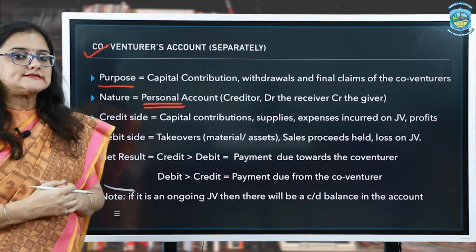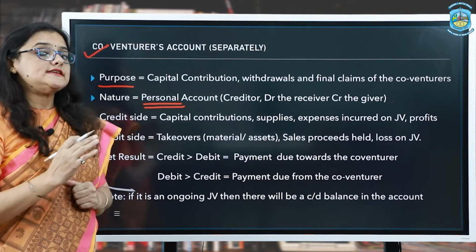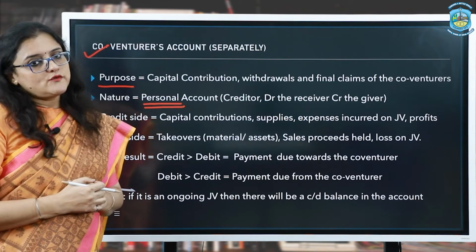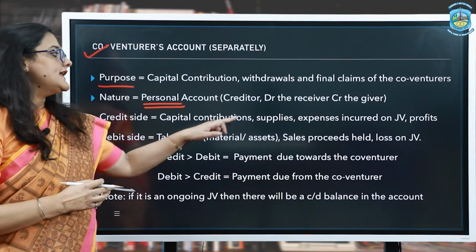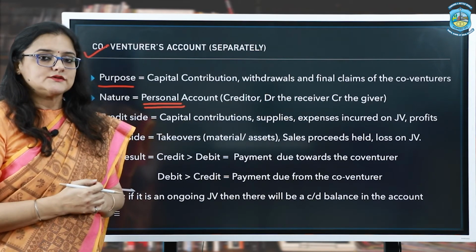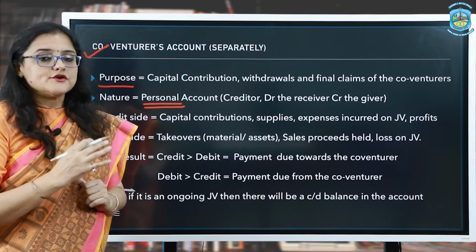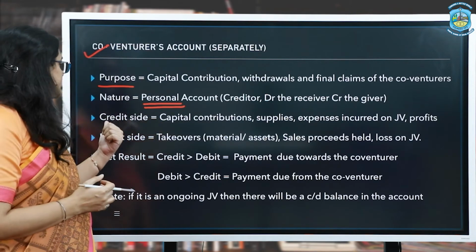And what's the rule of a personal account? A personal account says debit the receiver, credit the giver. Ideally, the position of co-venturers in a joint venture is that of a creditor. So this account is prepared with the rule of a creditor.